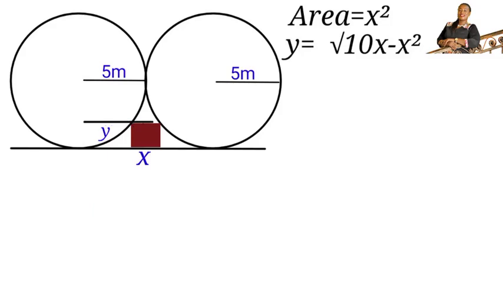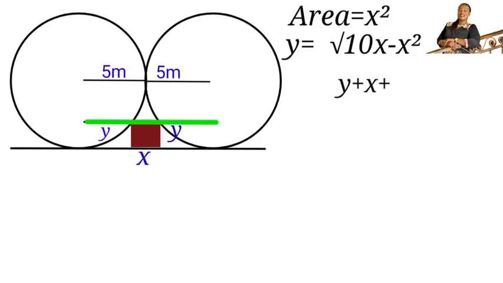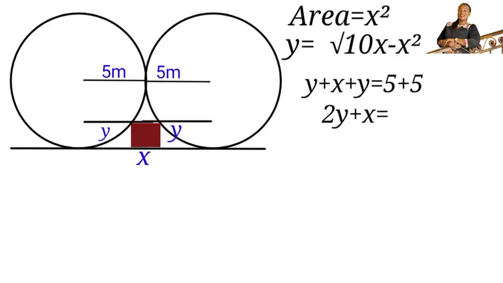Next, let us make other construction lines. Let us put this here and let us duplicate this y here. Here comes the trick. This distance will also be equal to this distance. So we get y plus x plus y equals 5 plus 5. So when we add them, we have 2y plus x equals 10.